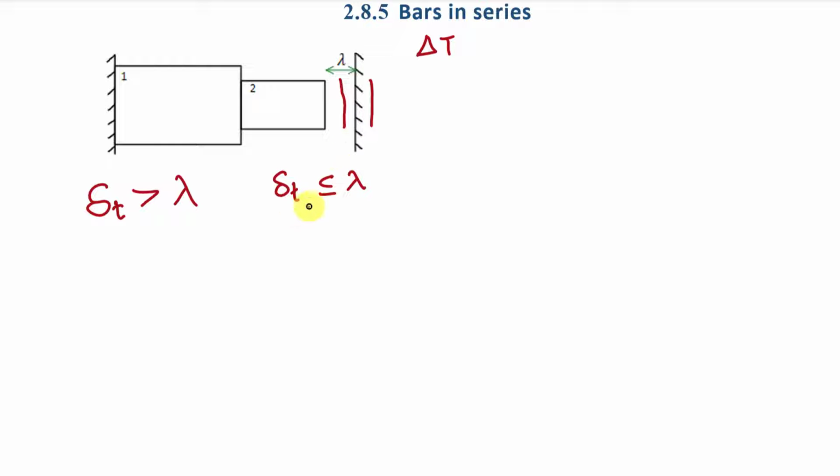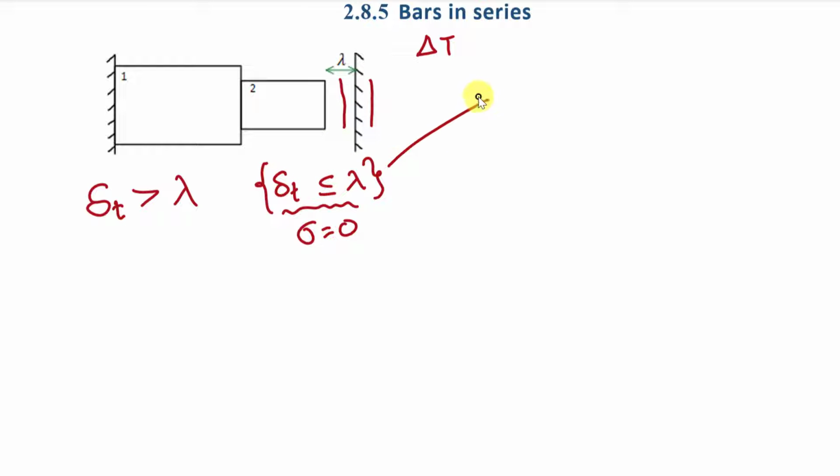So we know that this case will be the case of free expansion, because there is no restriction to the change in length of these bodies, right? So in this case, the value of stress will be 0. And we can say that this condition is the condition of zero stress, because when delta T is less than or equal to lambda, the value of stress will be 0 in these bodies. Fine. Now in this case, the value of deformation will not be 0.